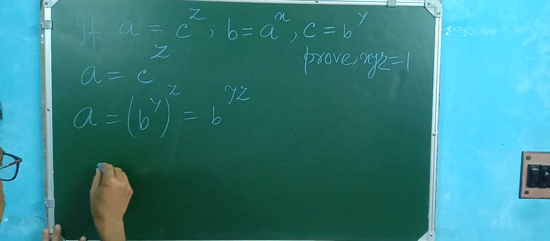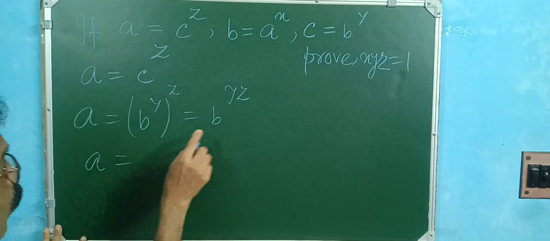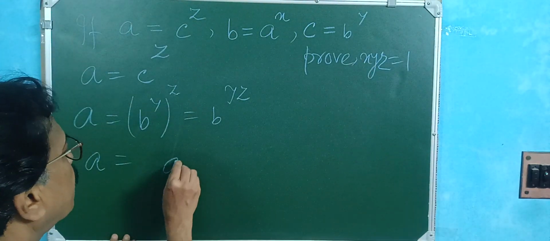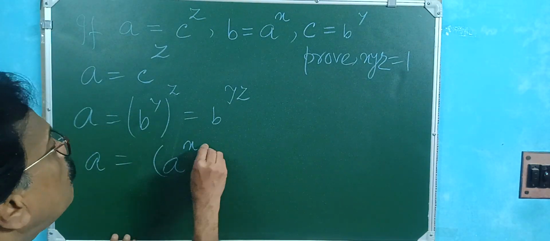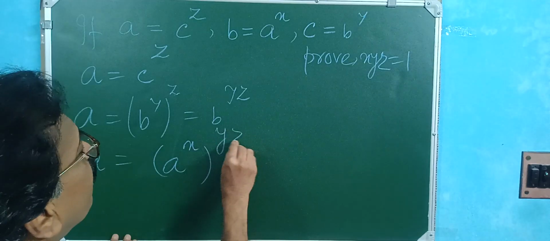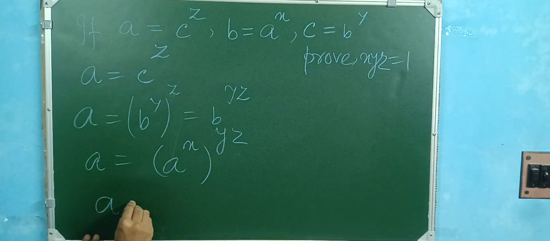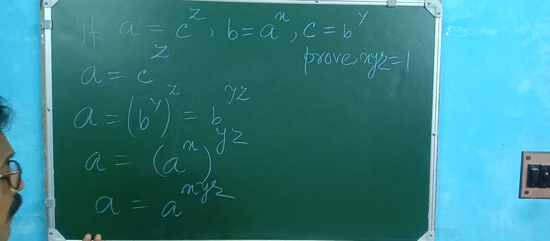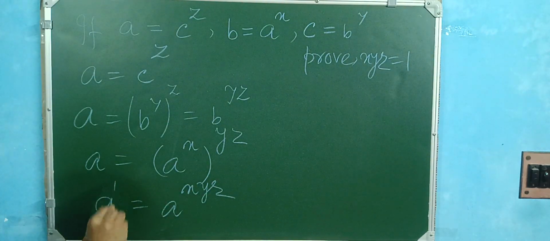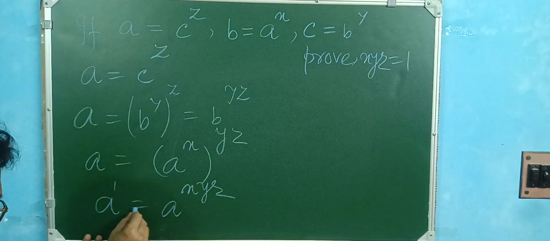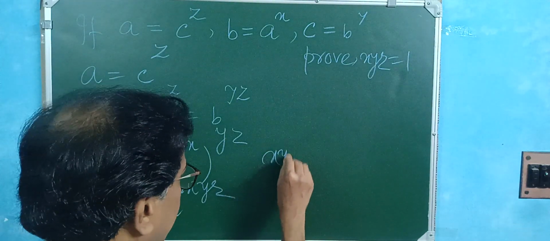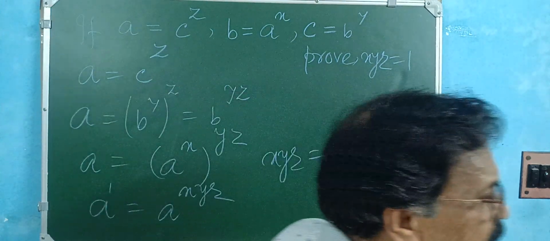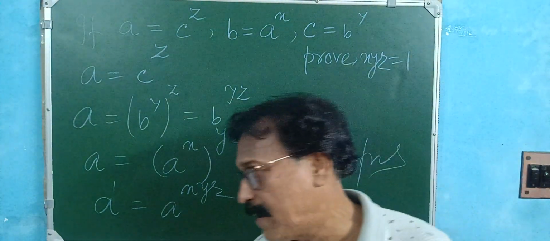Now this is A is equal to, what is the value of B? B is equal to A to the power x. You write A to the power x to the power yz. So what is the ultimate? A is equal to A to the power xyz. You know A means A to the power 1. So the bases are the same, this is equal. That means it will prove that xyz is equal to 1. Proved. Very easy. Just use your brain.